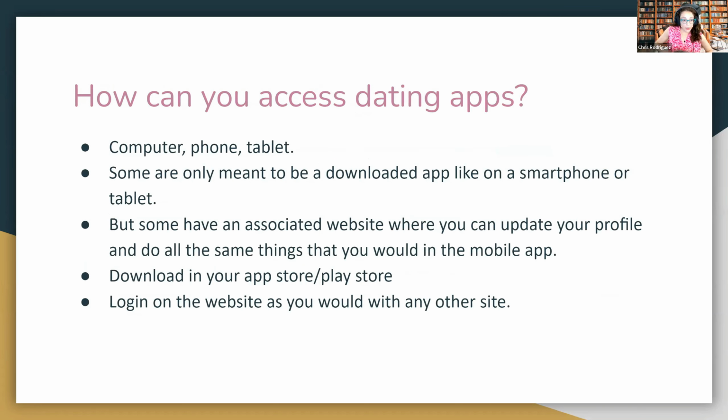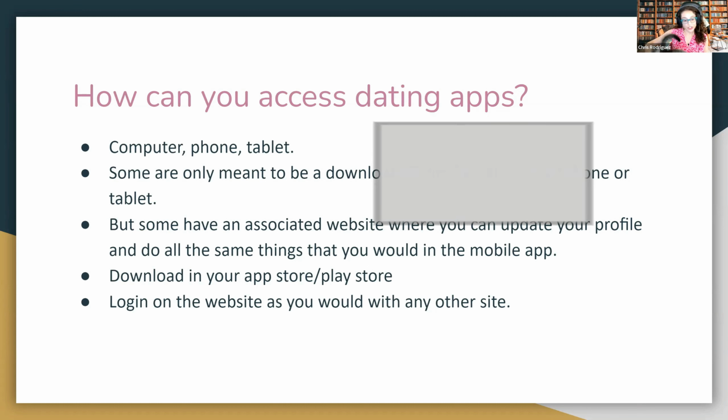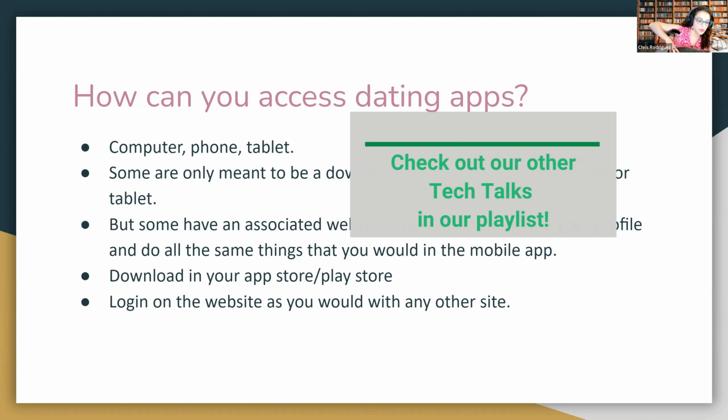Now, how do you access dating apps? Pretty simple. You can use it on a computer if it's a site, or on your phone or tablet. Some apps are only meant to be apps, while some do have a website associated with them. The ones that are only meant to be an app are only going to be set up on your smartphone or tablet, anything that you download from the App Store or Play Store.